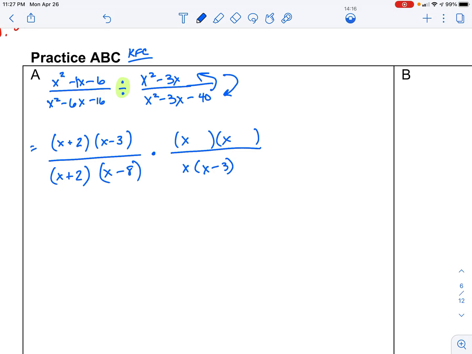Product, negative 40. We need some factors of negative 40. Let's do 8 and 5, because when I add those together, if I have a negative 8 and a plus 5, I'm going to get negative 3. And that gives me the coefficient of x in there. So we're good to go.